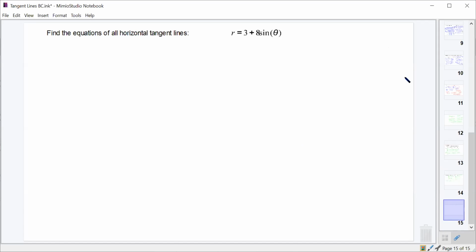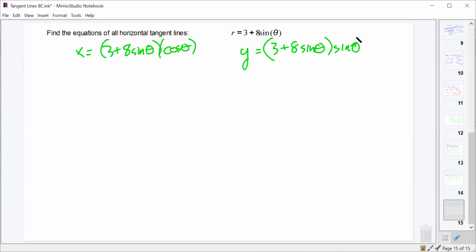Split into the x and y, good. So we've got x equals what? X is r times cosine theta, so we've got 3 plus 8 sine theta times cosine theta. And we've got y equals 3 plus 8 sine theta times sine theta. Everybody good with that? Okay.